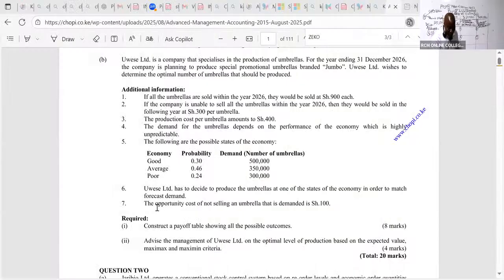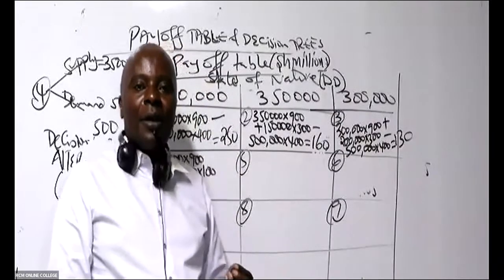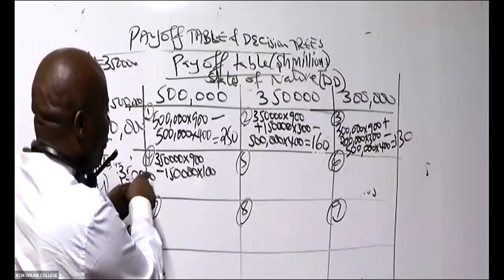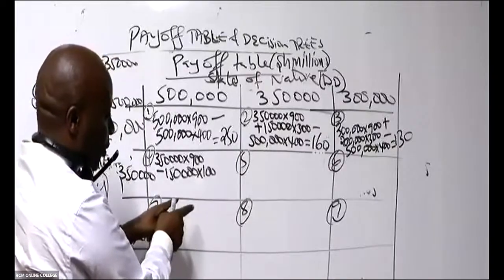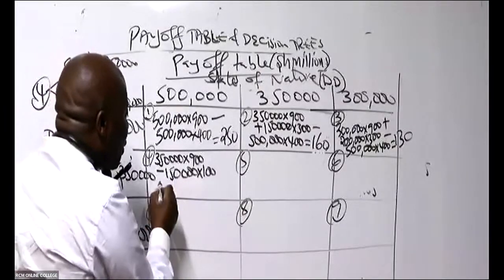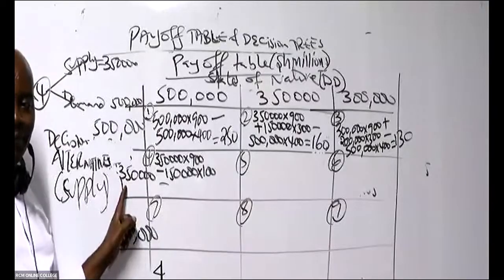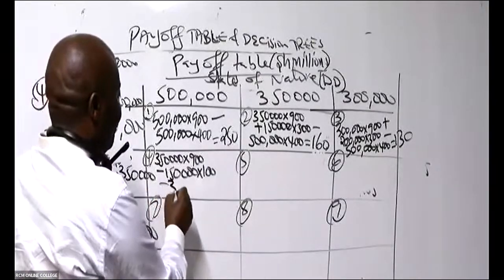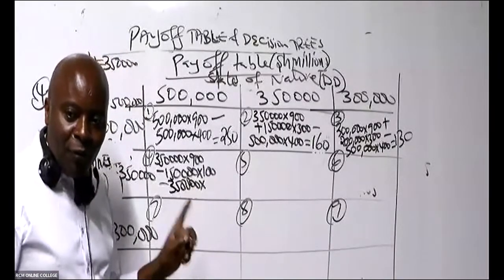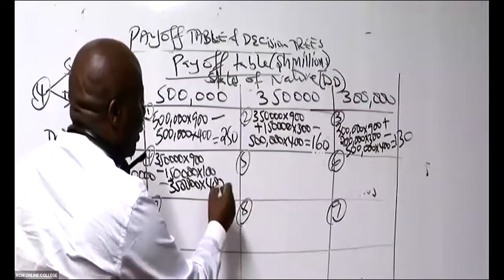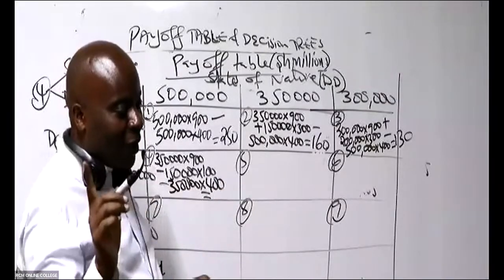Look at note number 7. The opportunity cost of not selling an umbrella is 100. If somebody comes and says, hey, I want an umbrella and you don't have it, then because you can see here, we've supplied 350, but there are so many guys demanding. So then minus 150,000, all right? Minus the cost of production. How many do we produce ourselves? 350,000. What is the cost of producing one umbrella? 400.